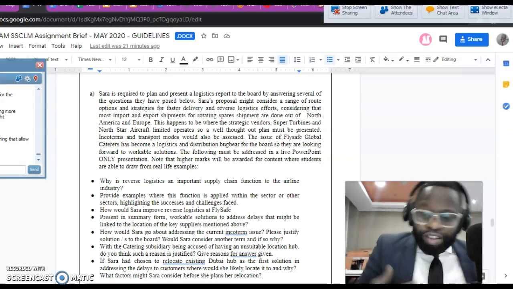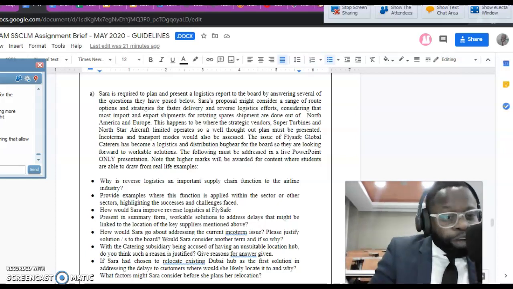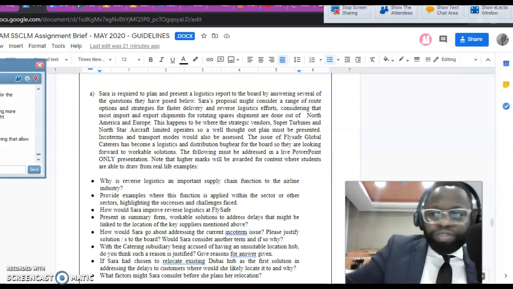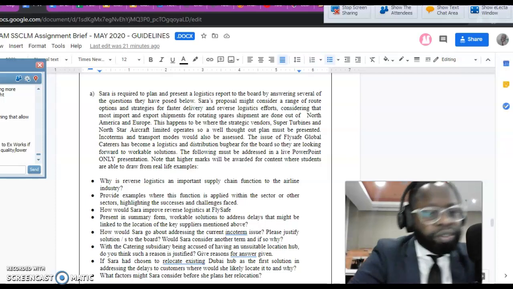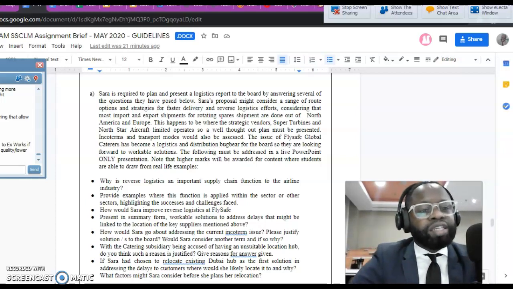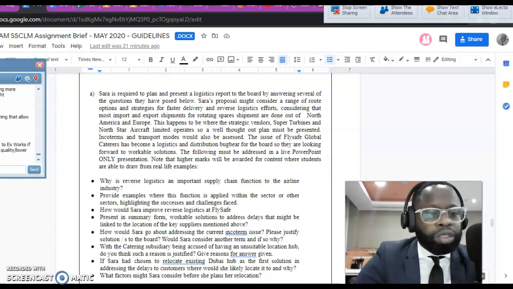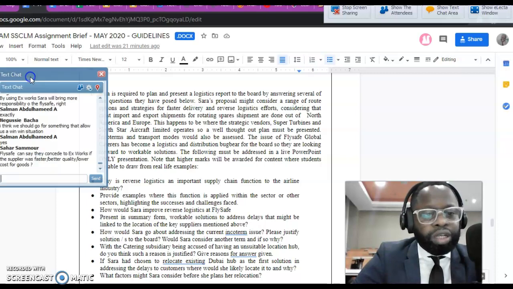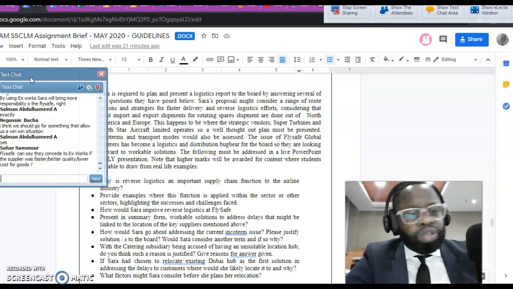I really suggested EXWorks. I think that was a good option, but a good point was raised. EXWorks might be more work for FlySafe. Maybe there are other solutions. Sarah says FlySafe can say what? Let me see what you have here. FlySafe can say they concede to EXWorks if the supplier was faster, better quality, lower cost of goods.